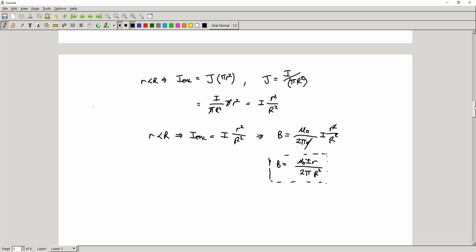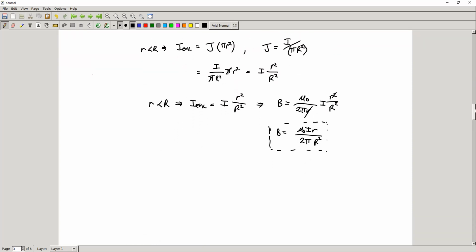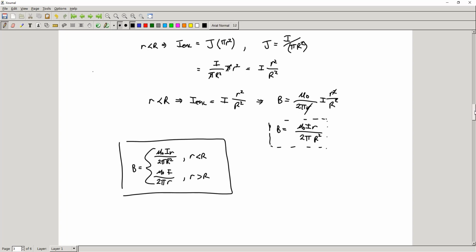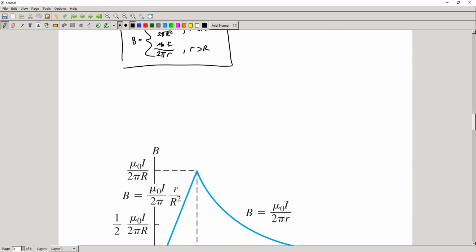We can write this as a piecewise defined function, and I'm going to do that just so that our plot below looks a little prettier here. If we define it piecewise, we're going to have our B equal to μ₀ I r over 2π R squared for r less than R, and then we're going to have μ₀ I over 2π r for r greater than R, okay? So that would be our final piecewise defined expression for our magnetic field everywhere. If we were to plot this, we would get the plot that we see here, okay?